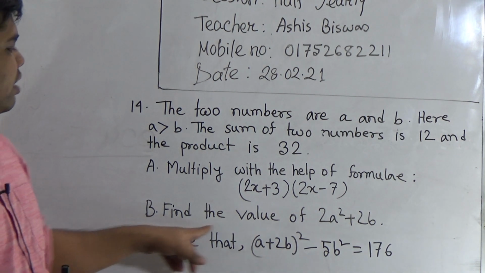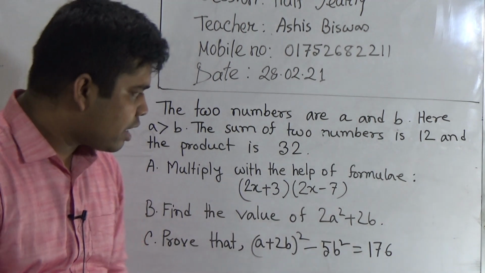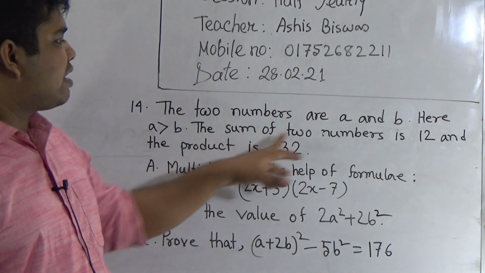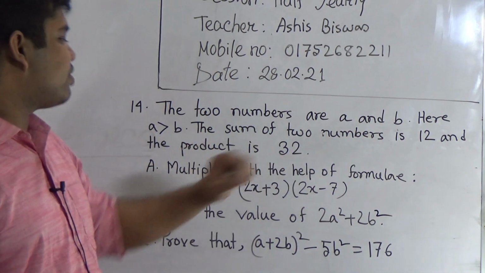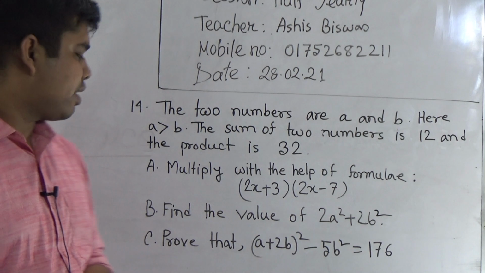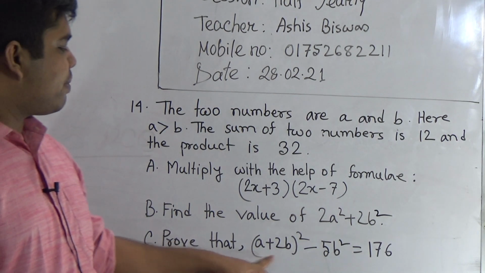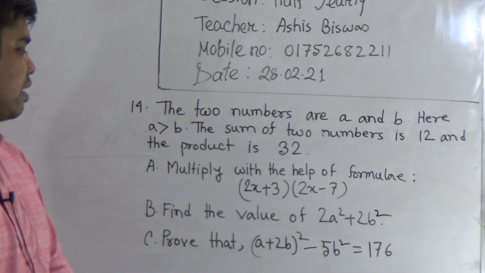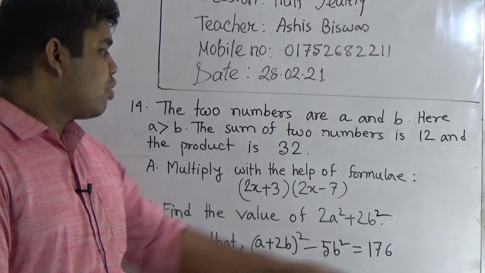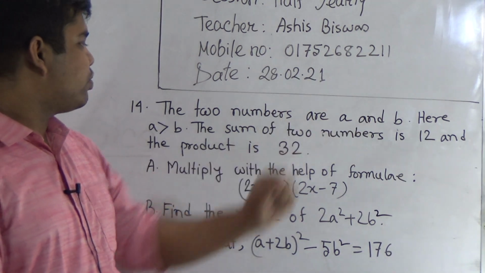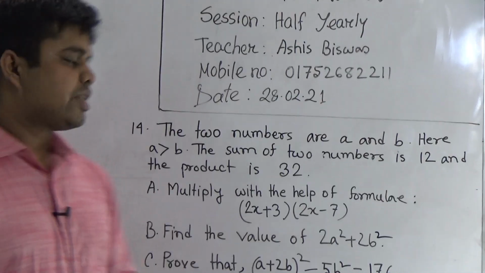Next, question B: find the value of 2a square plus 2b square. That means, dear students, notice, using this value, that means A plus B equals 12 and AB equals 32, we need to find out the value of 2a square plus 2b square. Next, question number C: prove that (a plus b) whole square minus 5b square equals 176. That means we need to do the calculation of the left hand side and make it 176, by using A plus B equals 12 and AB equals 32. Dear students, so let us start question number A of 14.